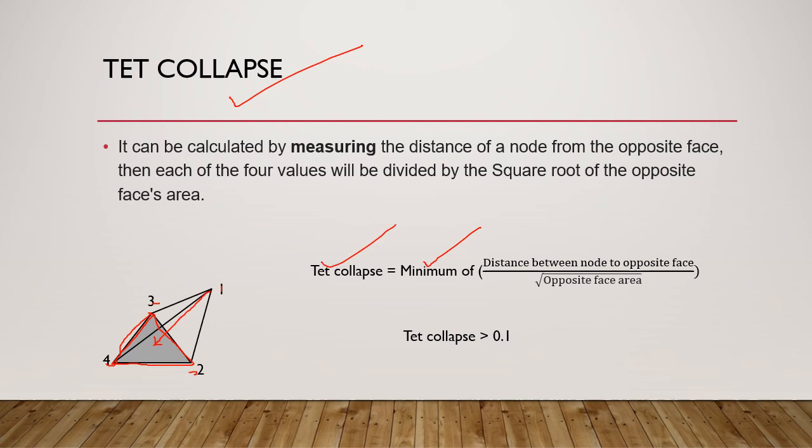You have to make sure that tet collapse does not fall below 0.1. That is, tet collapse has to always be more than 0.1. So this quality check needs to be kept in mind while generating FE models. Okay, thank you.